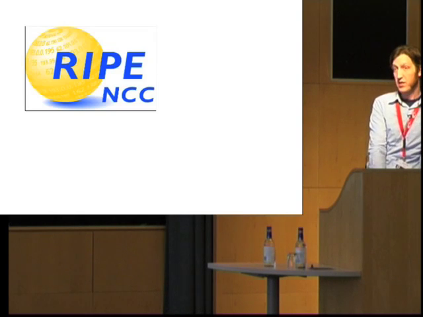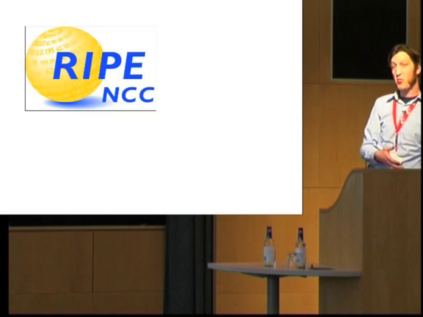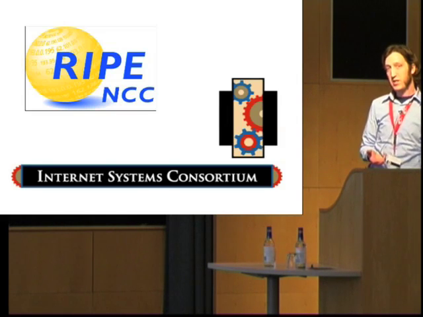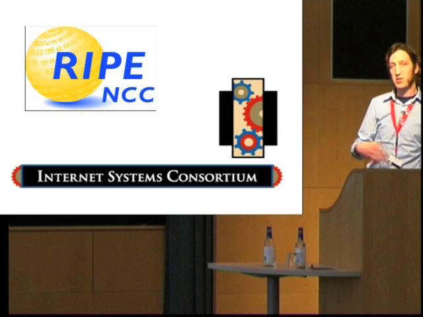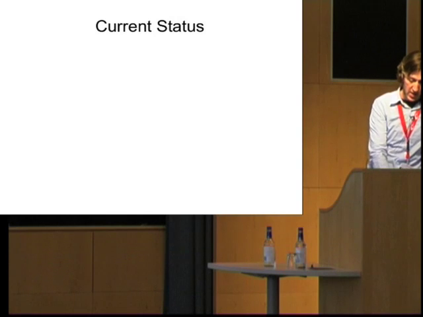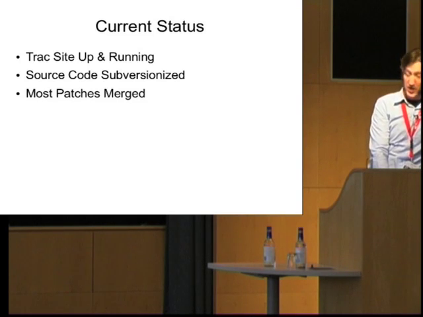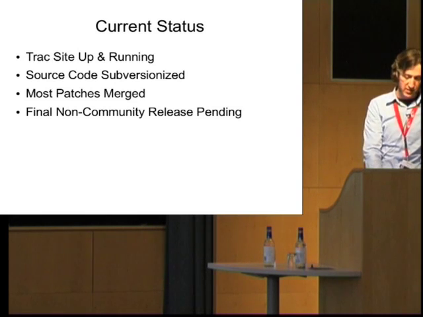the RIPE NCC said, well, again, they were in the same situation where, from the RIPE NCC's point of view, it was something that their community wanted in order to use their routing registry. So they approached ISC and said, look, can we have someone build this Trac site, make it an open source thing, and actually have it something that anyone can go to and work with if they want to? So they did that, and now the Trac site is up. The source code is in Subversion. Most of the patches have been merged, and we're waiting right now on a little bit more work. We have a couple of bugs that are marked as must be completed before the first release.